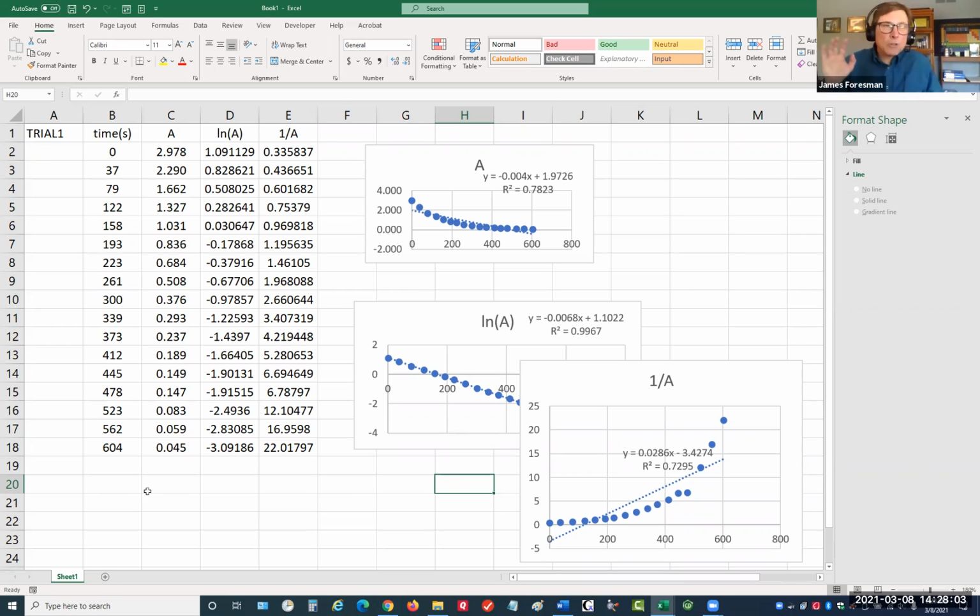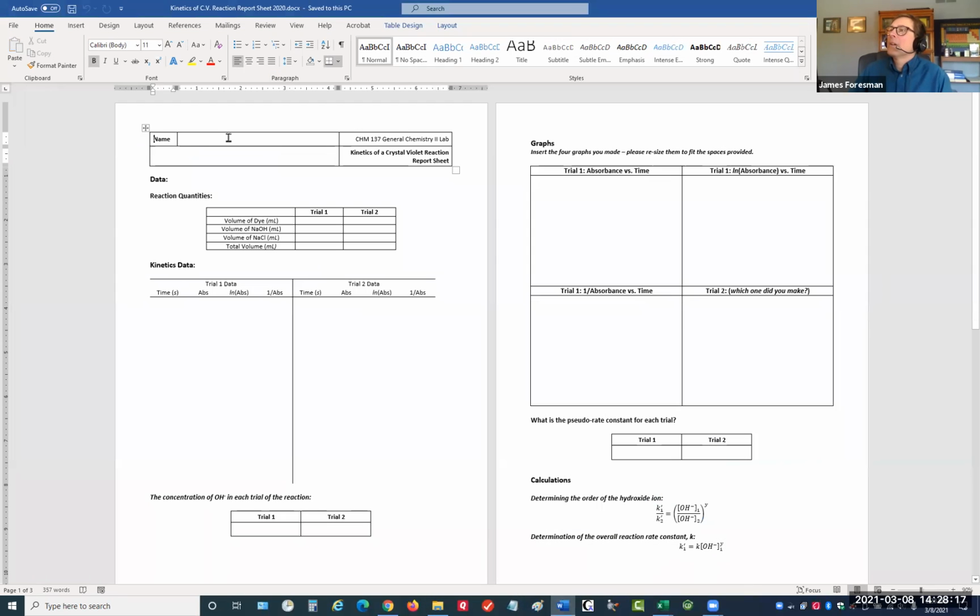Now, you're going to put all of this in your report sheet. So I wanted to show you how to do that. So here I'm sitting in Excel with my data for trial 1. And I'm going to open up the report sheet. You see here, you can fill out your name. You can put in the quantities that you used in the simulation, fill out that table. And then there's a Kinetics data table, and it has the same columns as what we had in the spreadsheet.